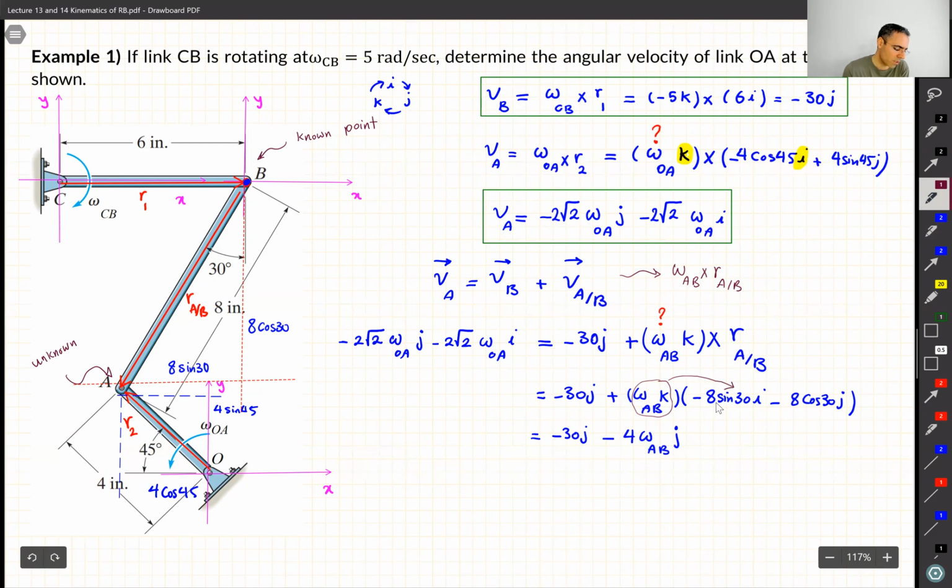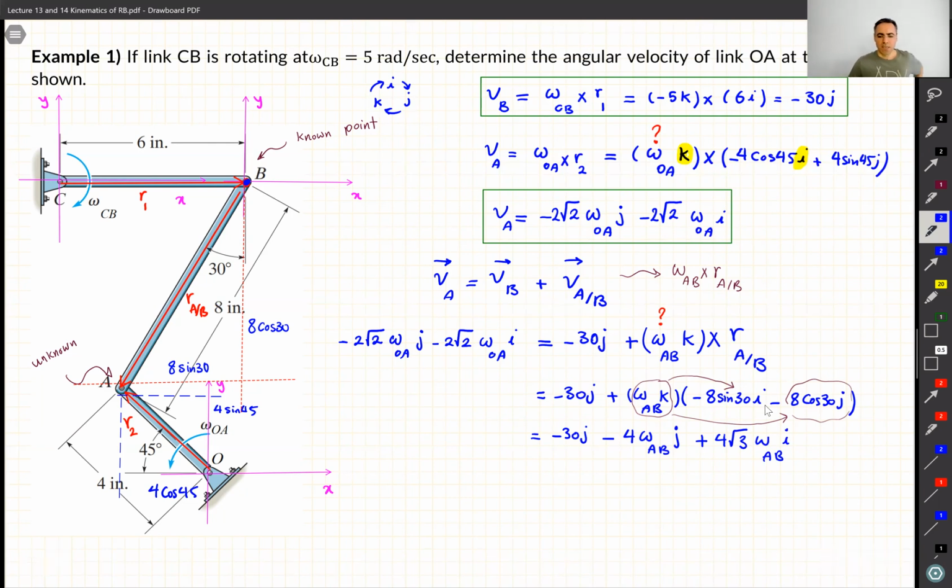Now I'll do it with the other guy. So first of all, it's going to be 4 square root of 3, from 8 cosine 30. Second, we know K multiplied by J. Look at the picture at the top. K multiplied by J gives us minus I. I have a negative sign there, so then it's going to be positive. Don't forget omega AB. And this is going to be I. Okay. So let's see what we got. And let me write down the equation one more time here. Minus 2 square root of 2 omega OA I.